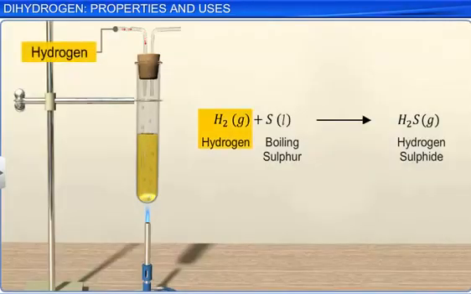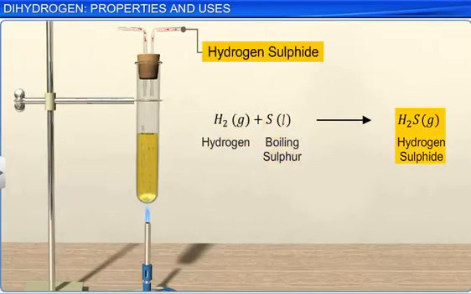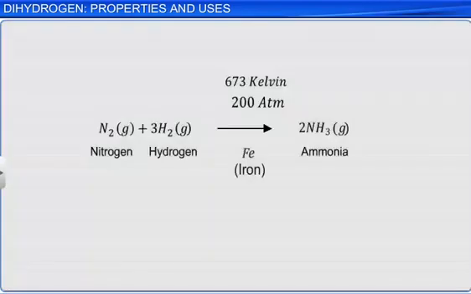When hydrogen is passed through boiling sulfur, it produces hydrogen sulfide. Dihydrogen reacts with nitrogen at 673 Kelvin and 200 atmospheric pressure in the presence of iron as a catalyst to form ammonia.